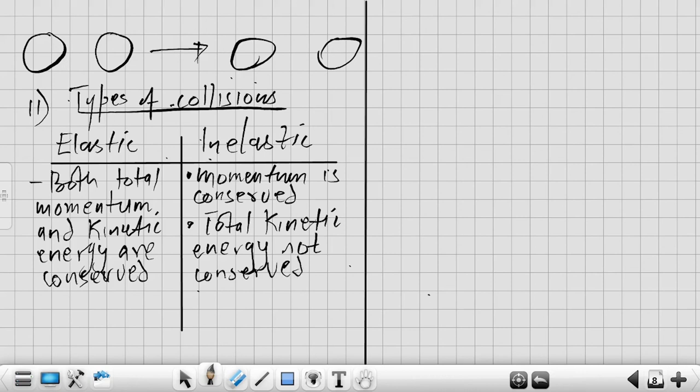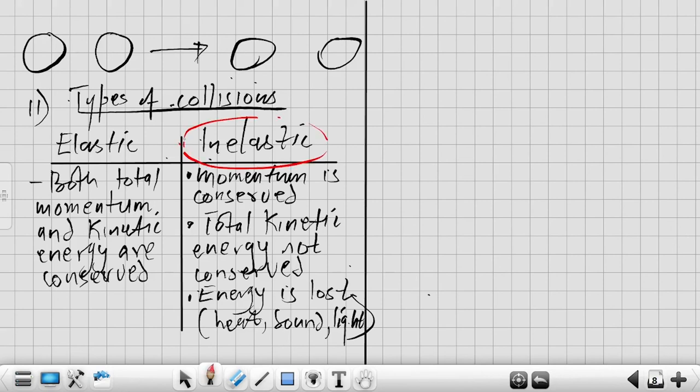Why is it not conserved? Because energy is lost, and it is lost in the form of heat, sound, and at times light, depending on how intense the collision is. So generally, most collisions in our daily lives will be inelastic collisions, because in most cases energy will be lost.